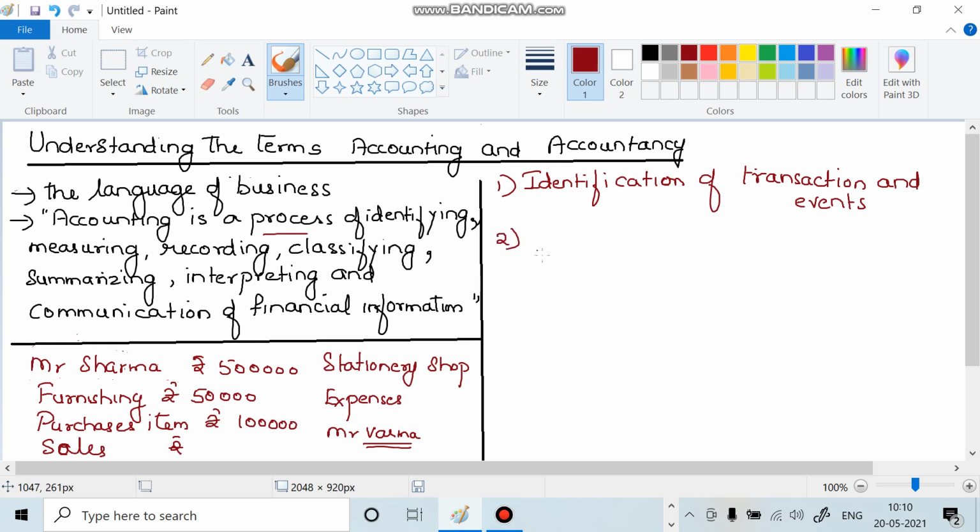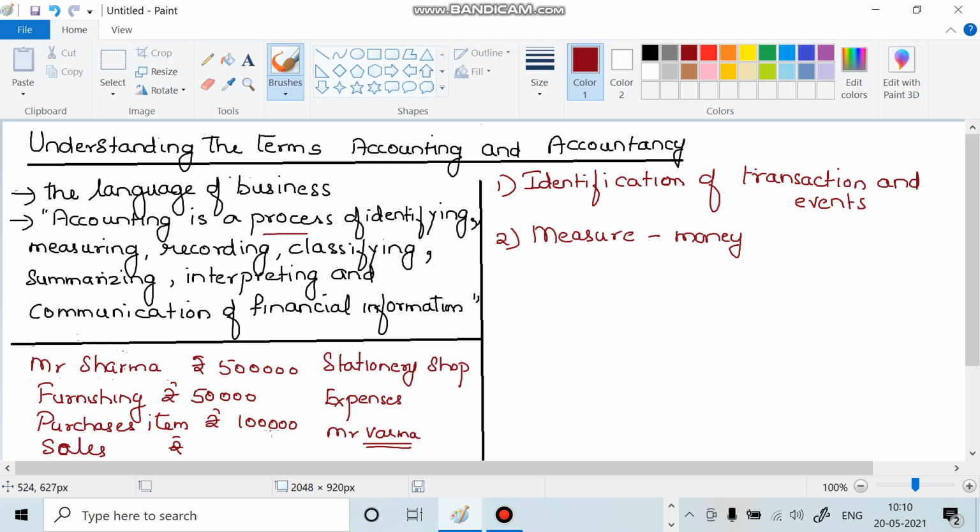The second step, after having identified those transactions, is that we need to measure those transactions. Measuring here is in terms of money. What is the money value of the transaction? Like Mr. Sharma has spent on furnishing that shop to the extent of 50,000. That is in terms of rupees. He purchased items to be kept in his shop worth 1 lakh.